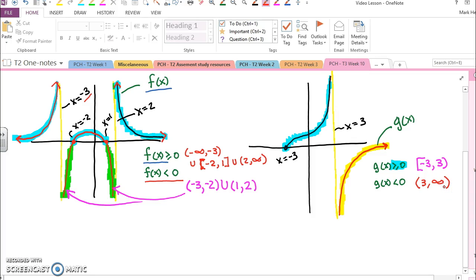Whenever you can create a graph, that's always a great way to solve these problems. The next video will show you how to do this kind of thing without a calculator.